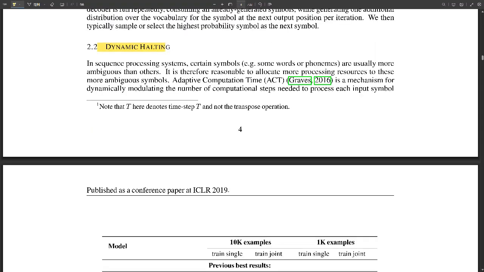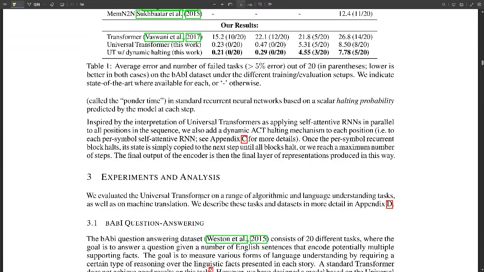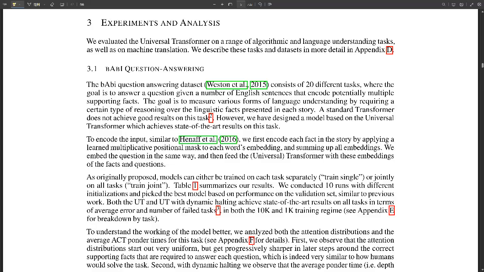It's like the UT is saying, this element seems straightforward, I don't need to dwell on it, but that one over there is tricky. Let's give it some extra attention.